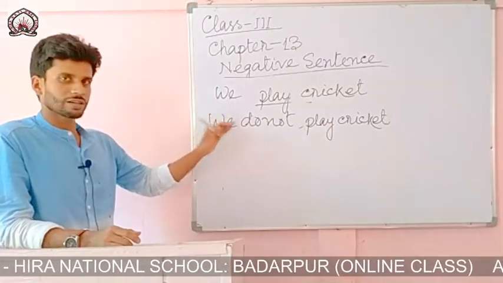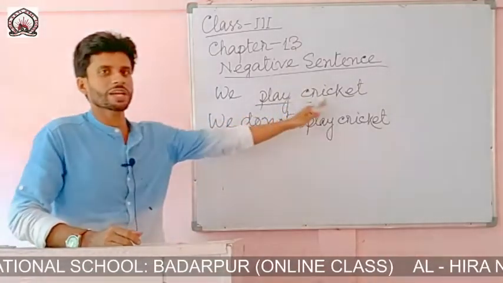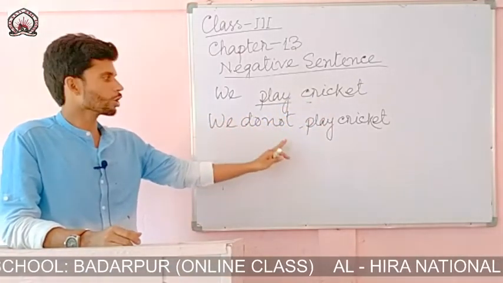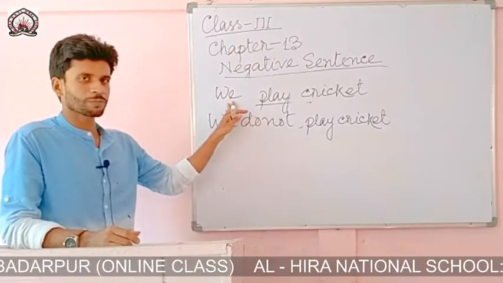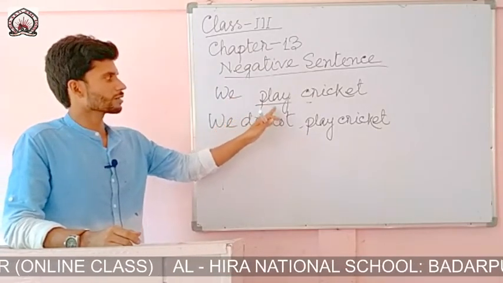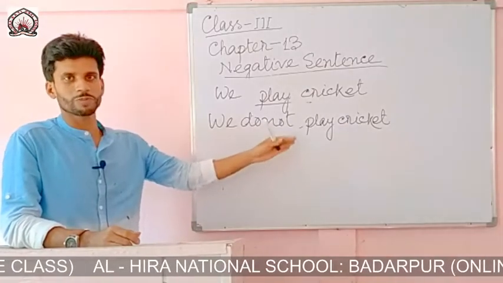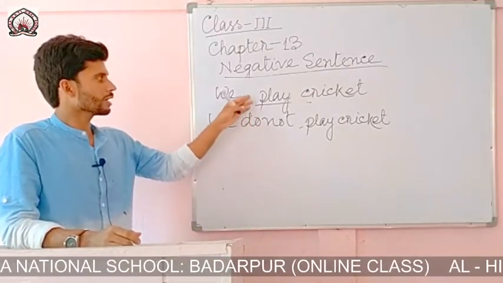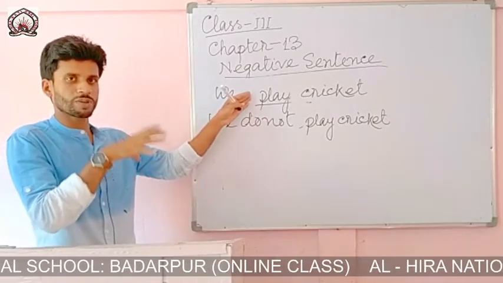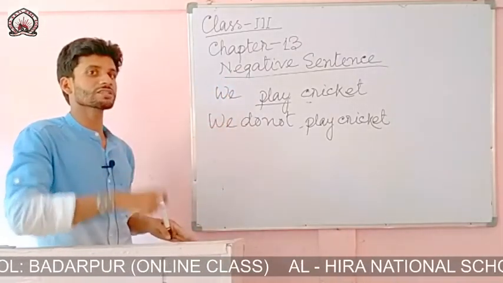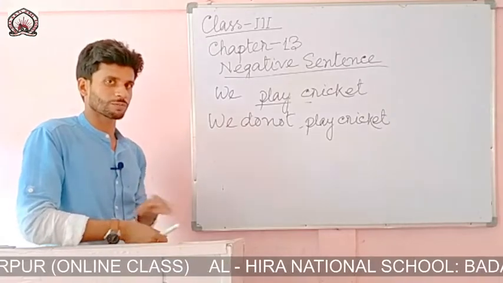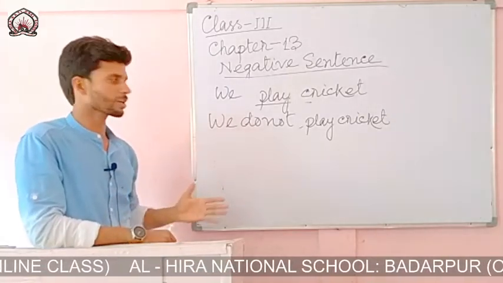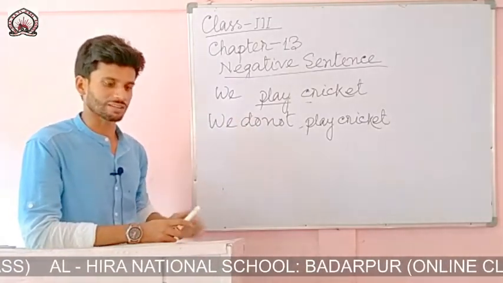If it is I play cricket, the answer will be I do not play cricket. If it is they play cricket, the answer will be they do not play cricket. So does not comes when in simple present tense the subject is third person singular. Only in that case what happens? We use does not or does.